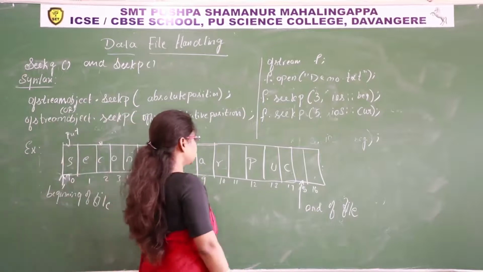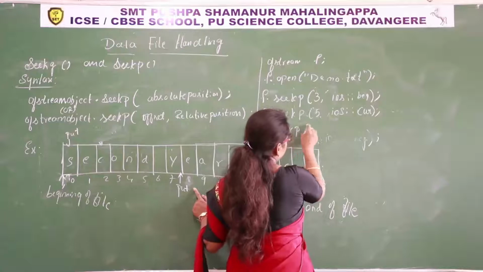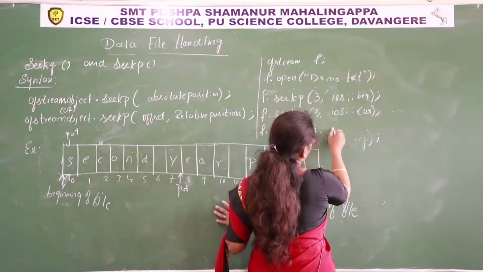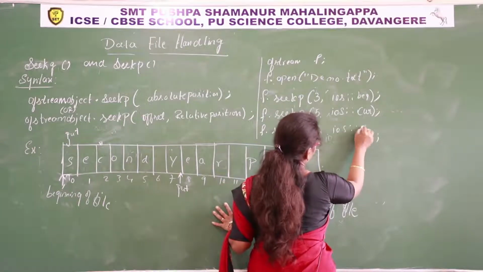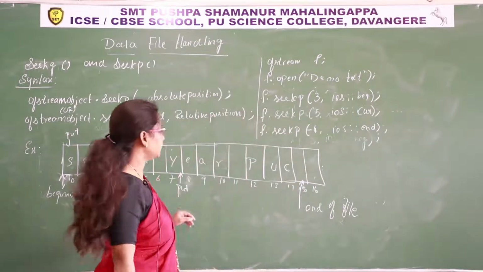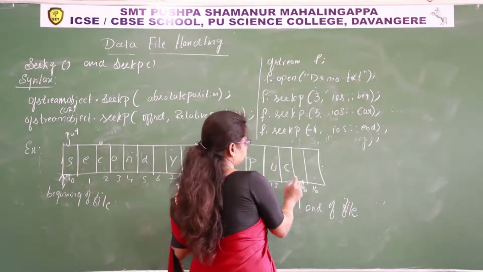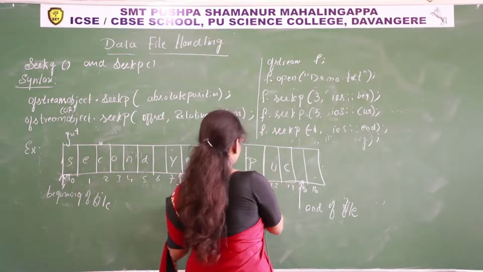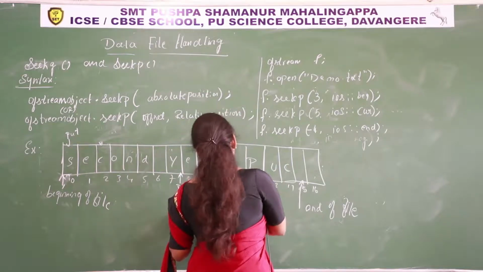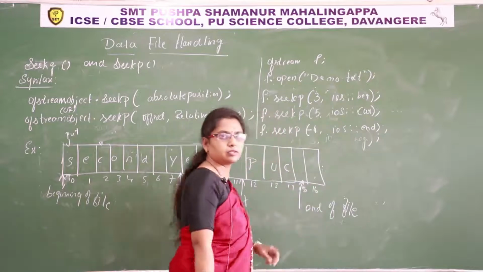Next, f.seekp, 4, ios::end. From the end you must take a negative sign here. This is the end of the file. From here 1, 2, 3, 4. Now the put pointer comes to this location, that is from the end of the file.